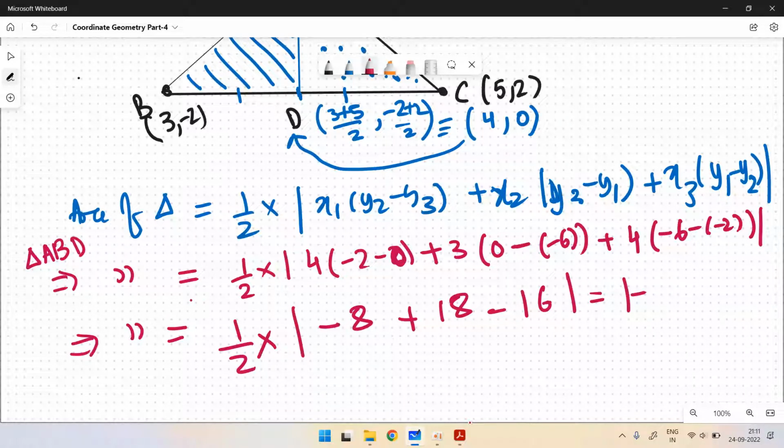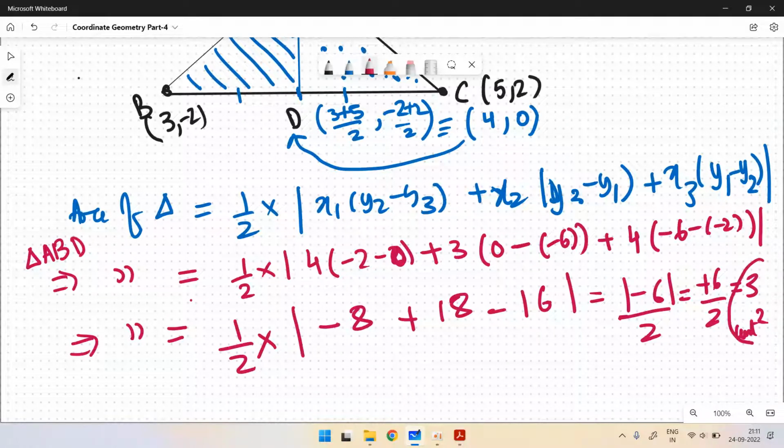So minus 6 by 2, and the mod of minus 6 is plus 6, so 6 by 2 is nothing but 3 unit square. This 3 unit square is the area of triangle ABD.